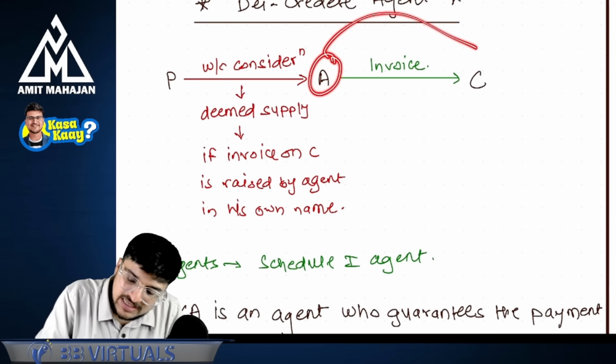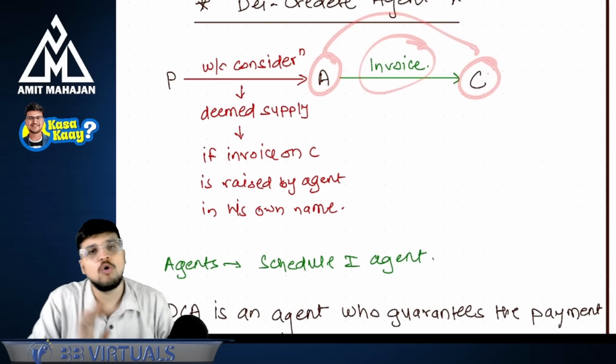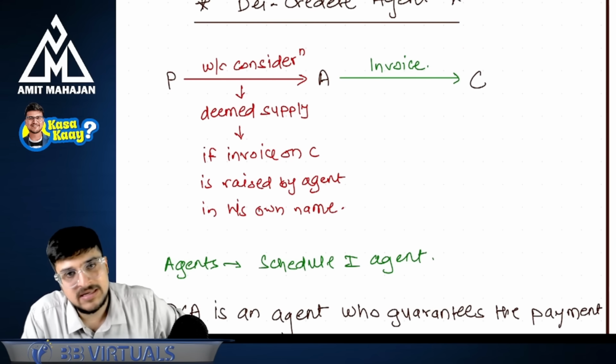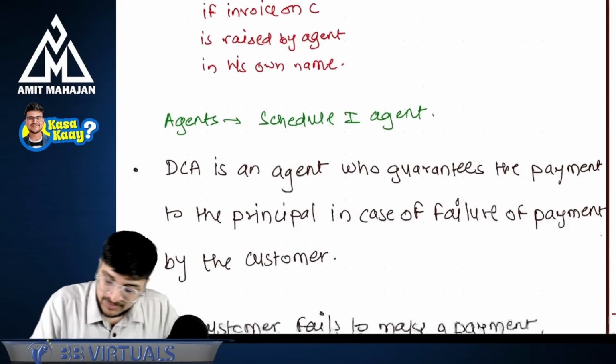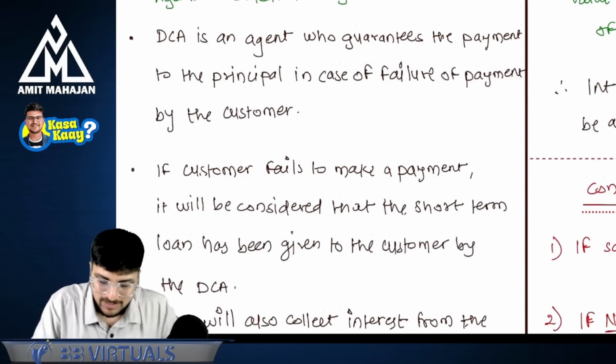When an agent is raising an invoice on the customer in his own name, that's it. That agent is a Schedule 1 agent.